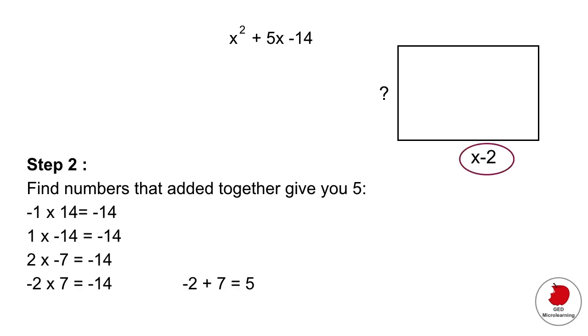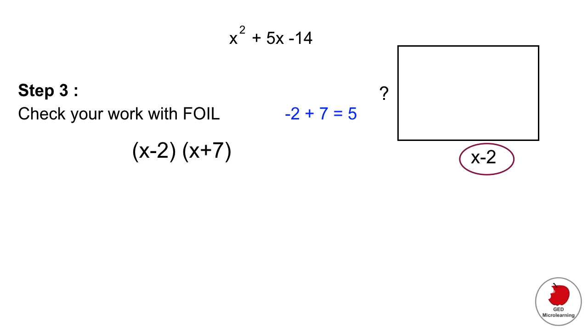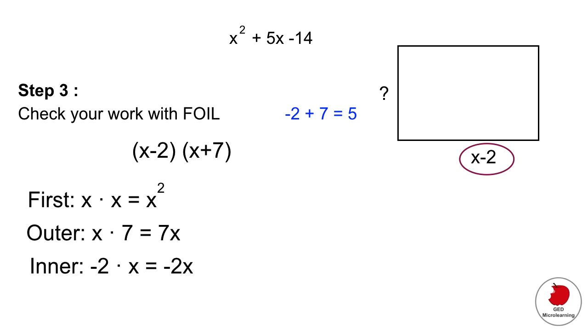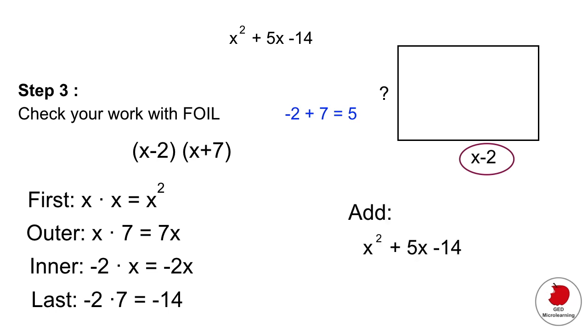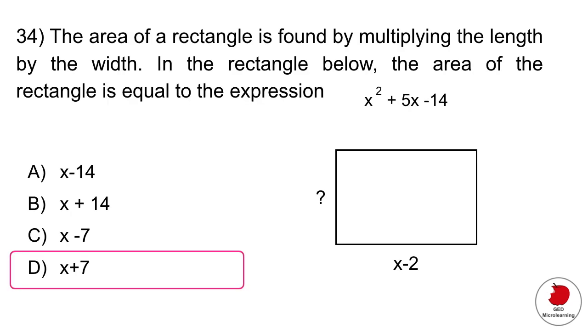And there they are. Because they're giving you a clue on the figure, it's x minus 2, that's one of the factors, this is the correct answer. So these are the two numbers that when added together give you positive 5. All right, so once again, step 3, always remember to check your work. You're going to multiply those terms first, outer, inner, last, and then you're going to add them together. So the correct answer would be x plus 7. That's what that side would represent.